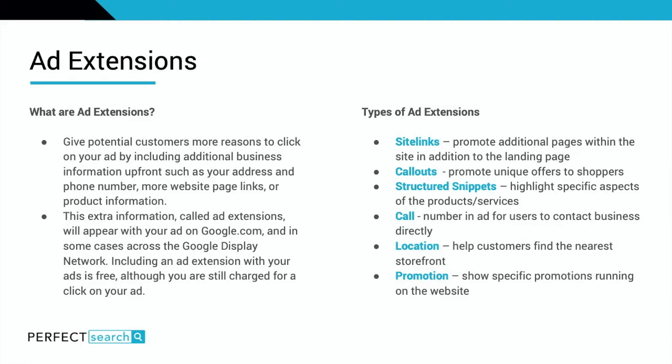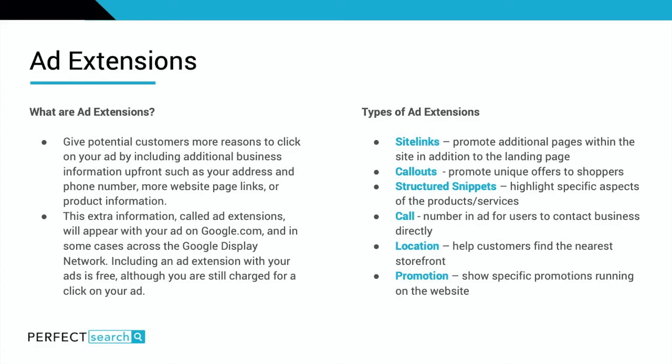Types of ad extensions include site links, promoting additional pages within the site in addition to the landing page. Callouts, which are small 25-character snippets of text to promote unique offers. You might say something like free shipping in your callouts. Structured snippets are specific aspects of products or services that you can call out. A good example of a structured snippet is courses. So for an education client, they can highlight the different courses that they offer.